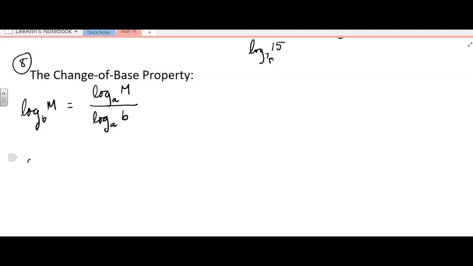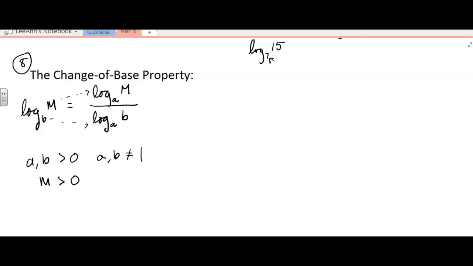Now, a and b are both positive and they're not one, because we have to have that for it to be the base of a logarithm. And m is also greater than zero. Okay, so the argument is positive. Now, the way I remember this is, the m goes to the numerator and the b goes to the bottom. They each become arguments and you get any base you want.